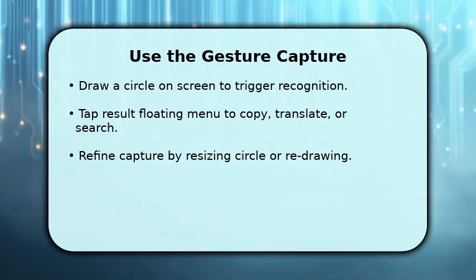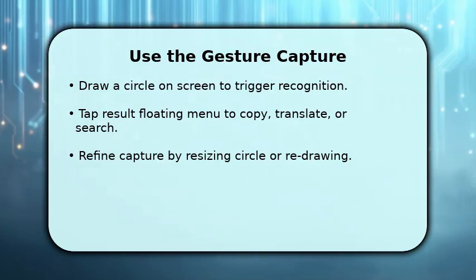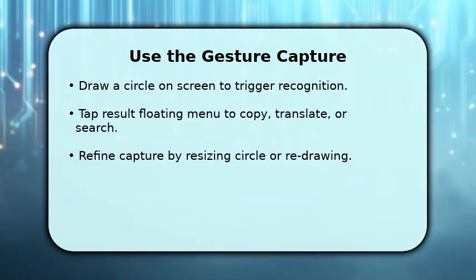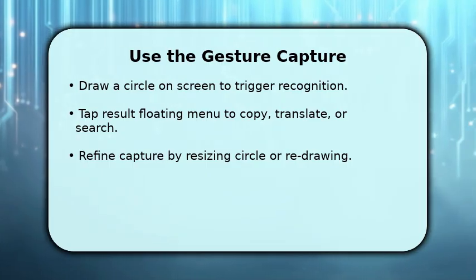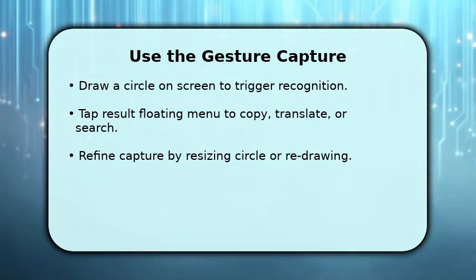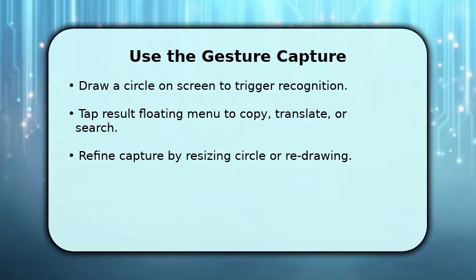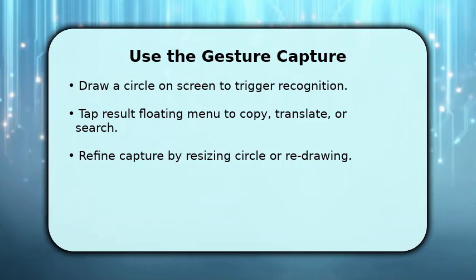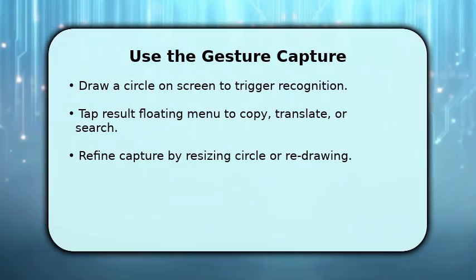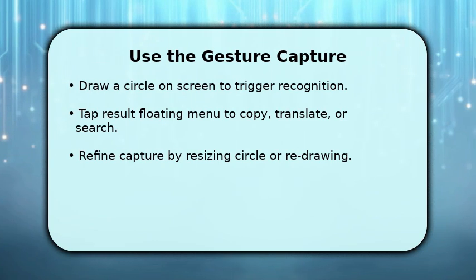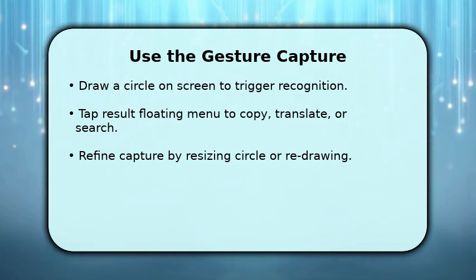Once results appear, tap the floating menu to copy text, translate, web search, or perform image search. If the selection missed words, resize the circle or redraw it immediately to refine OCR accuracy. This step-by-step capture and verify approach keeps searches precise and saves time when information is dense.